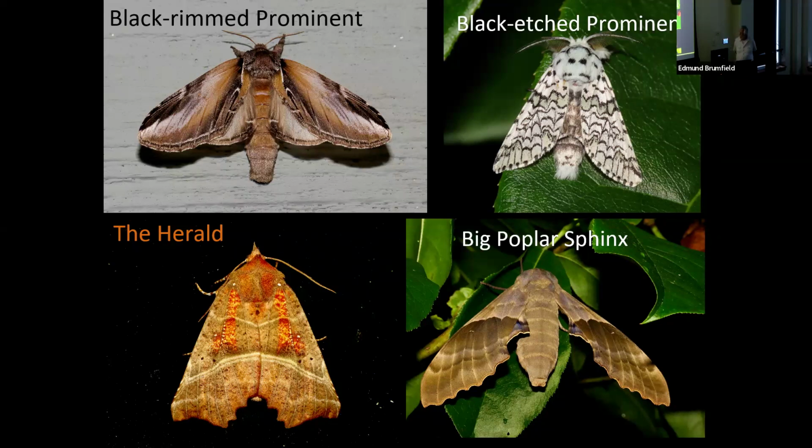And another one of my favorites is the big poplar sphinx, otherwise known as the modest sphinx because of its somber colors. But if you spread the wings out, you'll see it's got kind of a violet, almost like a duck speculum kind of deal going on. These sphinx moths are very big and very fast flying, very big bodied, very powerful moths.